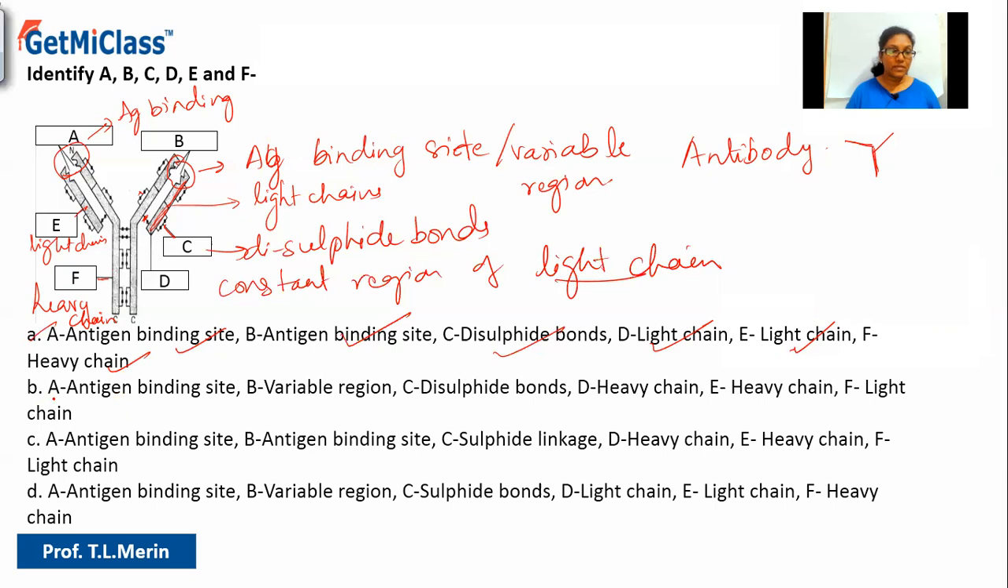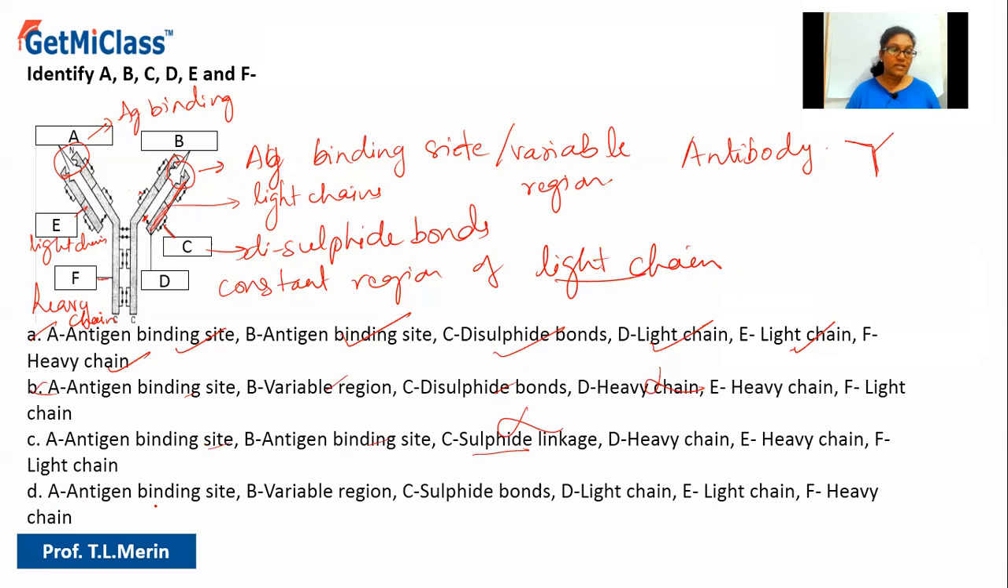Now option B says A is antigen binding site. That is correct. B is variable region. That is also correct. C is disulphide bond. Correct. D is heavy chain, which is incorrect. So we can rule it out. Then option C says A is antigen binding site. Correct. B is antigen binding site. Correct. C is sulfide linkage. It's not sulfide, it is disulfide. So it is ruled out.